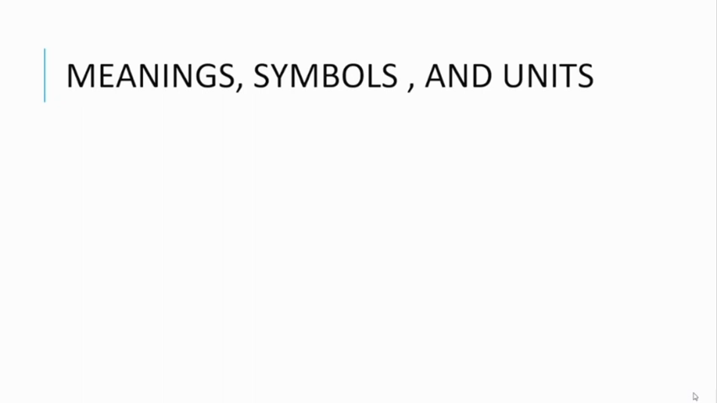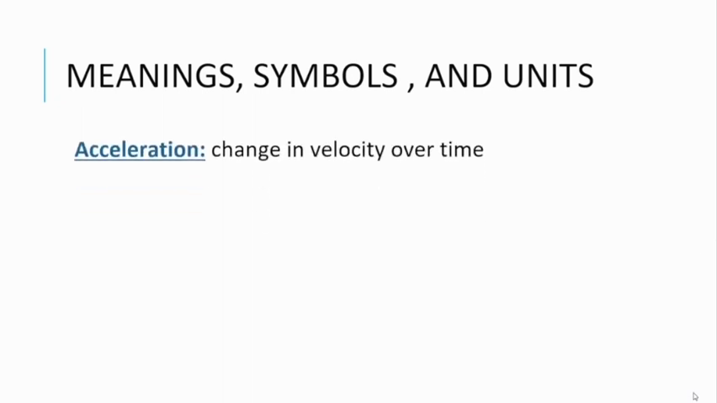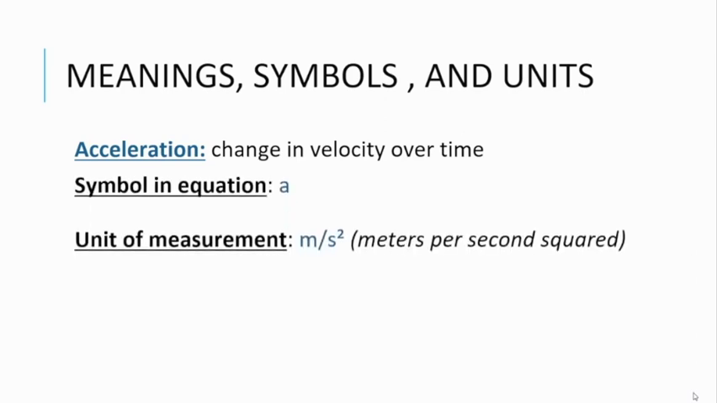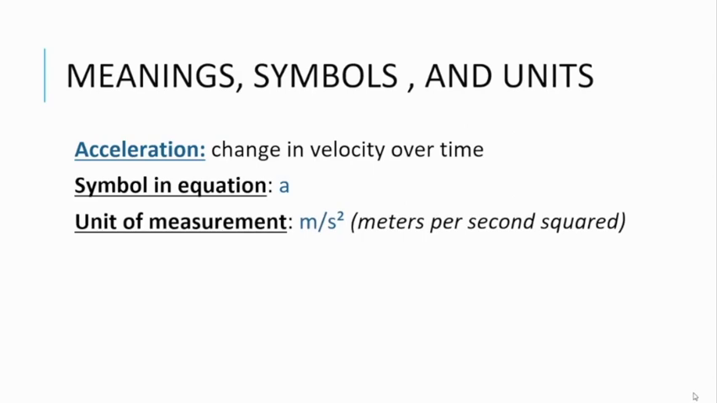Now let's talk about acceleration. The definition of acceleration is the change in velocity over time. In other words, it's just telling us how quickly can we change our speed. So can we speed up? Can we slow down? How quickly is that occurring? The symbol for acceleration is just a lowercase a. The units of measurement are just meters per second squared.